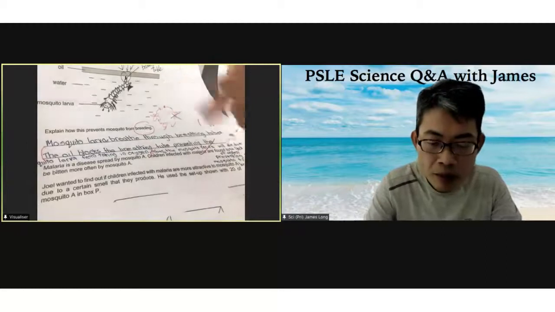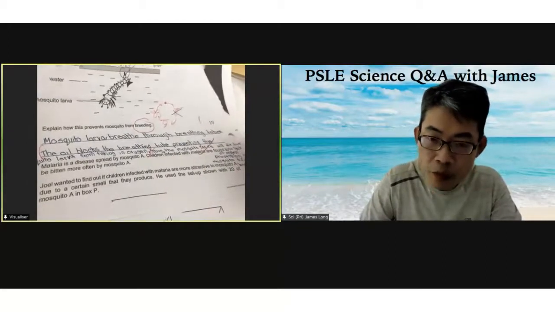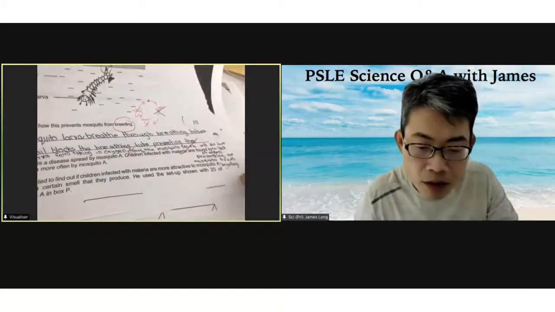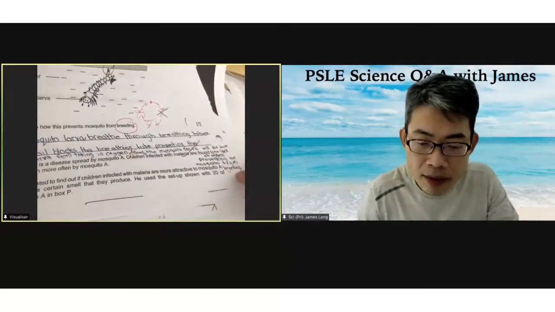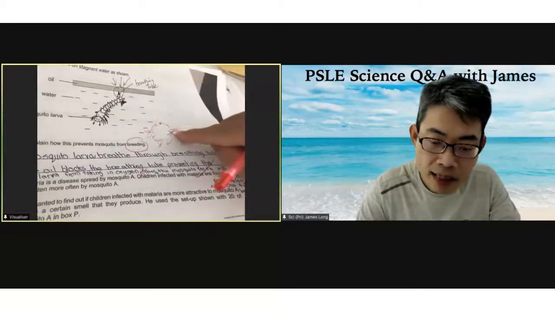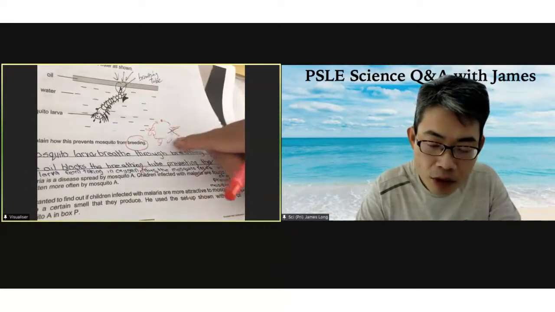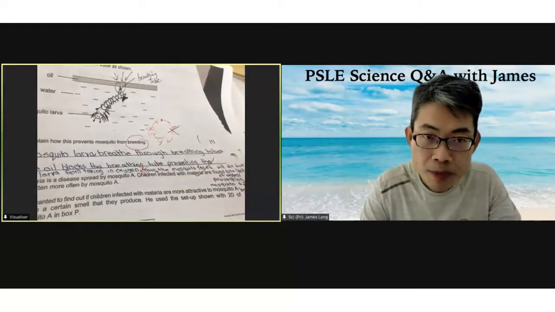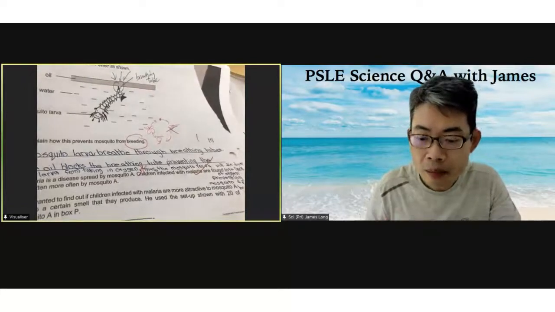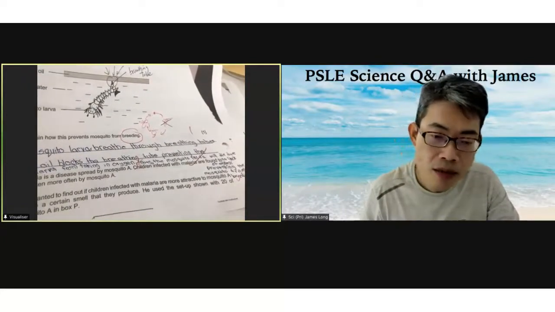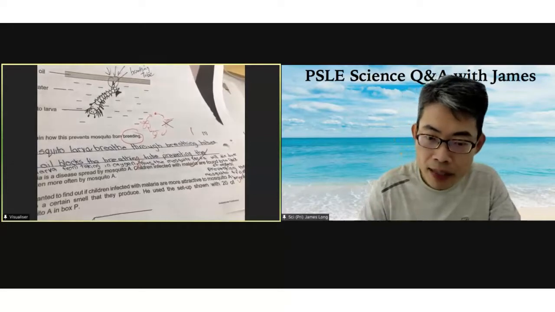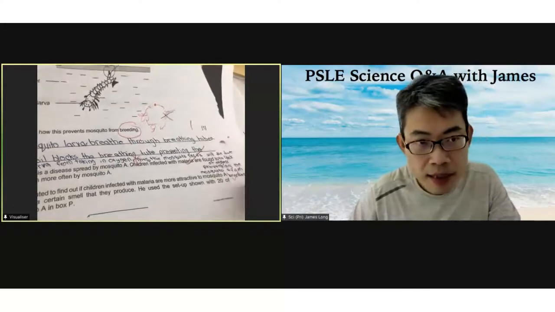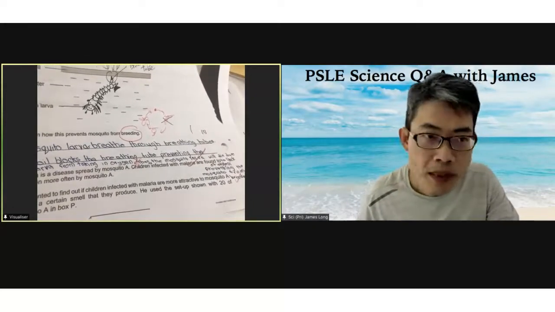Second part, so how does it prevent it from breeding? At first, actually, I gave this, but I ought to have been stricter. The child should have mentioned that because it dies, the life cycle cannot continue. Larva cannot continue to become pupa and adult and to lay eggs. That's why it cannot breed. To breed, it must be able to lay eggs. But if it cannot reach the adult stage, it cannot mate, cannot lay eggs to breed. And that idea wasn't very clear through this answer, which I accepted in the first few copies that I marked.